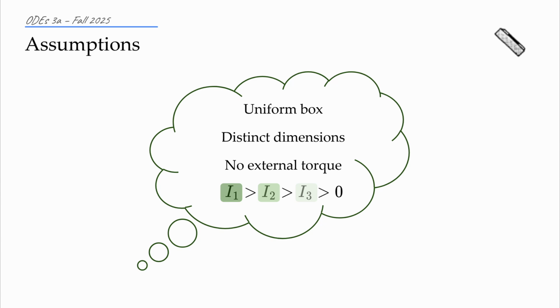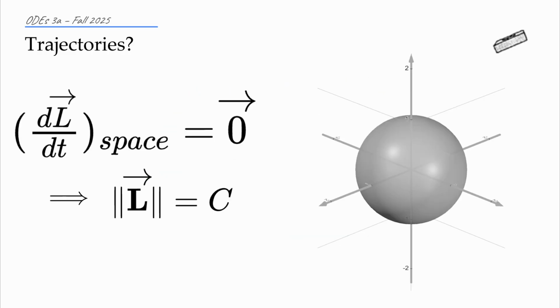From these assumptions, we can reach this inequality about our moments of inertia, which is that I1 is greater than I2, which is greater than I3, which is greater than 0. Thinking about what trajectories might look like, we can use the fact that dL/dt space is equal to the zero vector. This implies that the magnitude of L is unchanging, or is equal to some constant c. Because L is a 3-tuple, we're working in three dimensions, which implies that trajectories lie on a sphere.